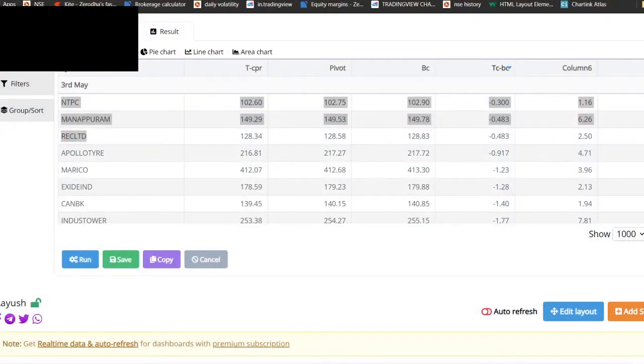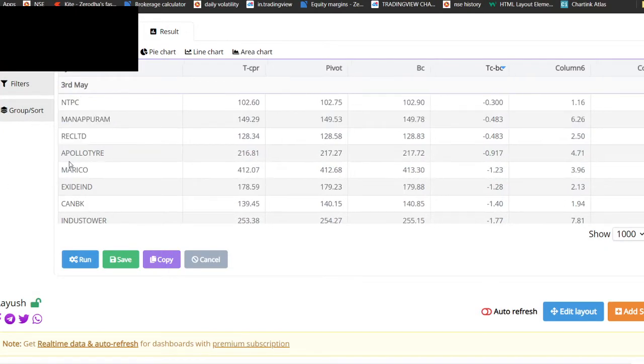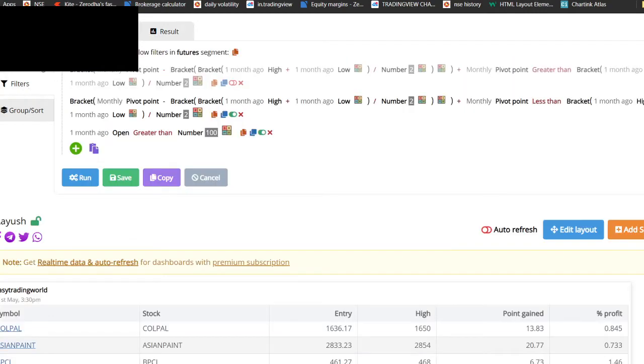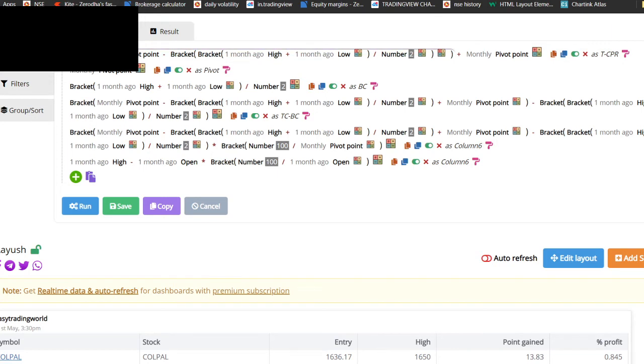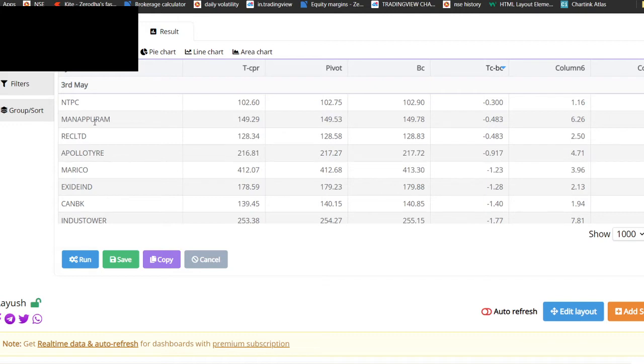You can see the Chrome page. I'm hiding this here with black color. Monthly CPR is calculated using this formula. This is a very complex one. I have made it by myself, and I will give you the link for this. And the result for this month, May, is NTPC, Manappuram, REC Ltd, Apollo Tyres.